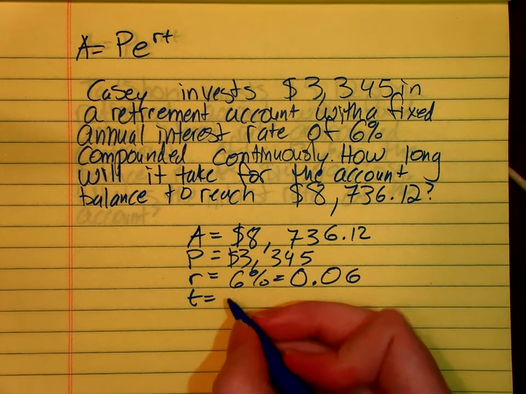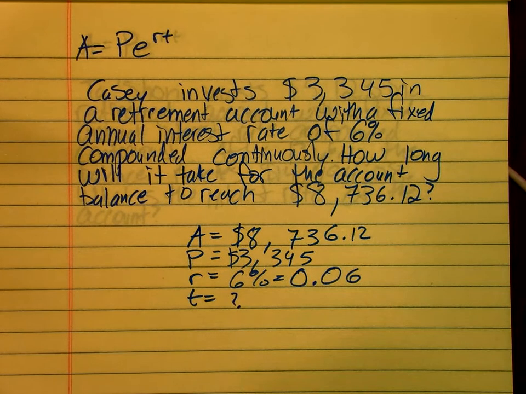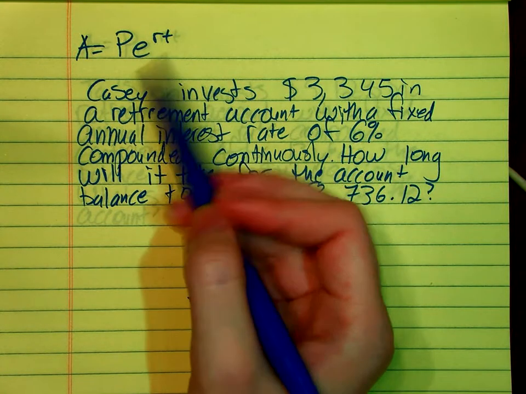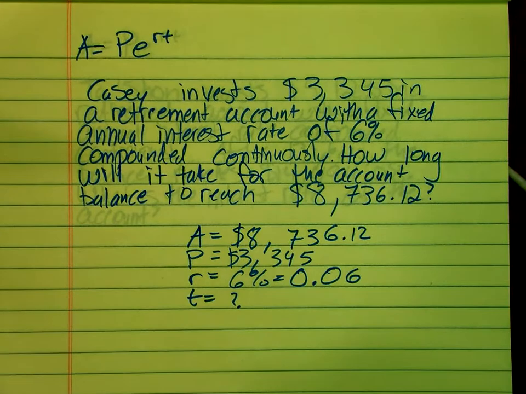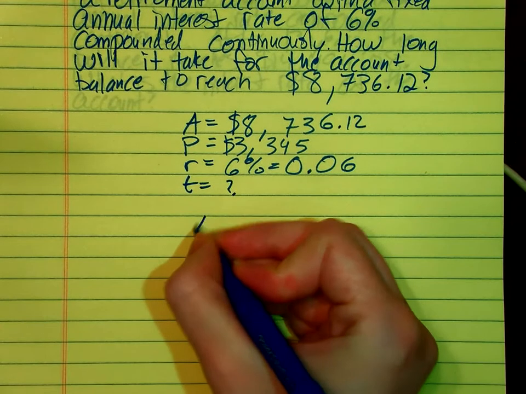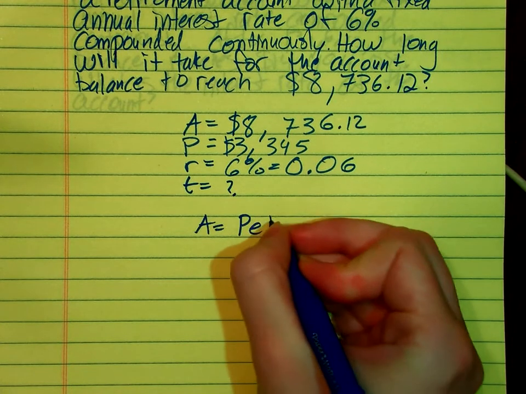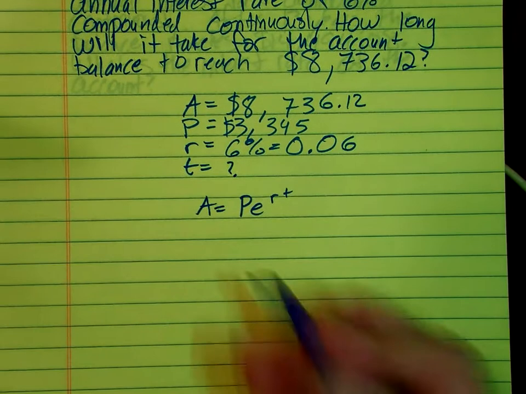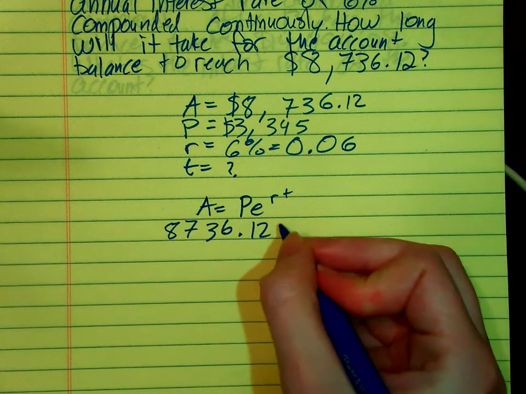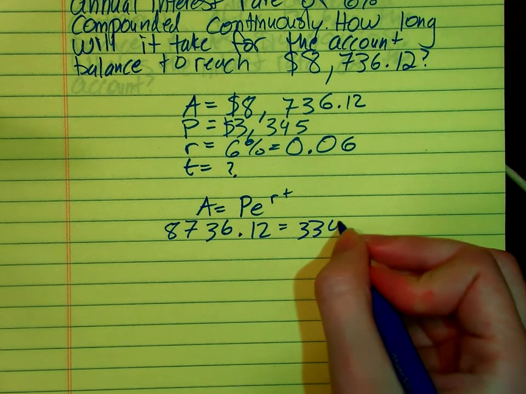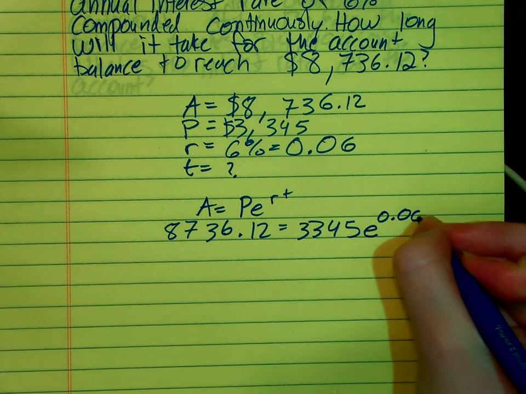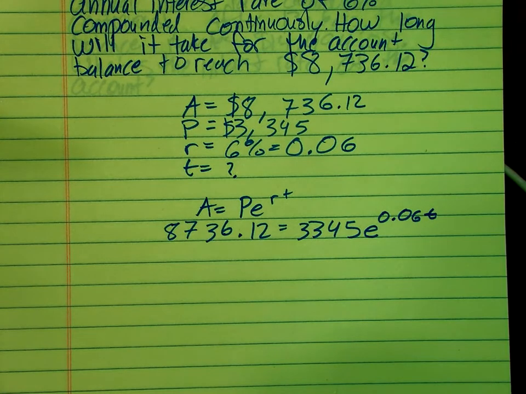Do I know the amount of time, though? No, that's what I'm solving for. Which really, you notice they're in the same place in the problem, though. The way you solve for interest rate is the exact same way that you solve for time. So let's actually show that out. So then we get A equals PE to the RT. So then we get $8,736.12 is $3,345 to the E to the 0.06 times unknown T.